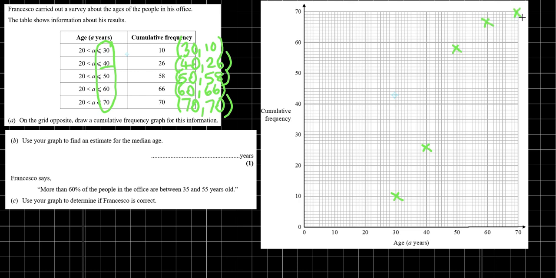and 70. Now the smallest person in the group is 20, so all I do is start at 20 and join my graph up, and that's for 2 marks.